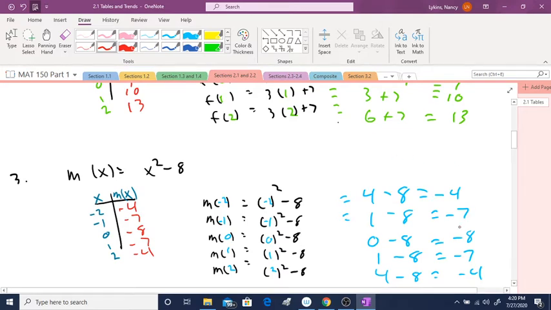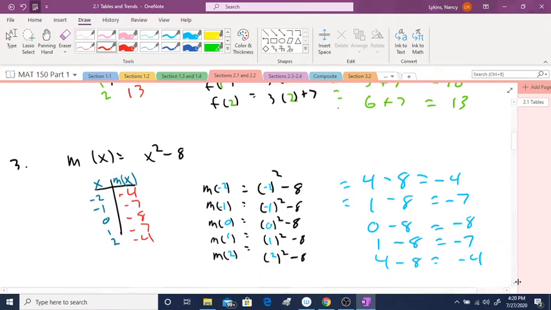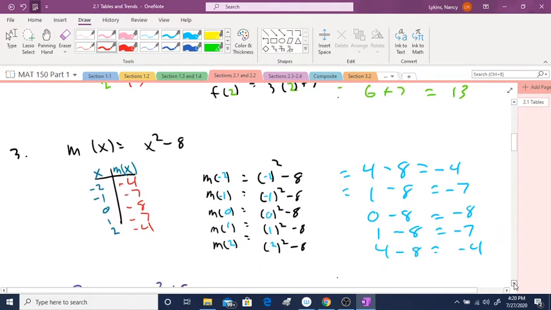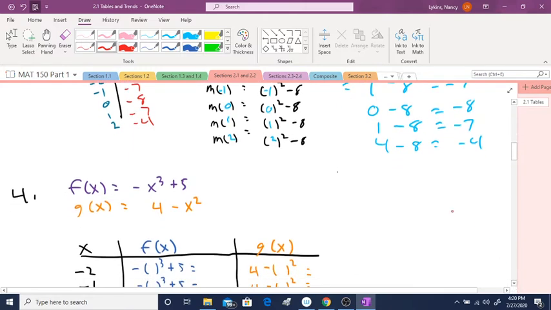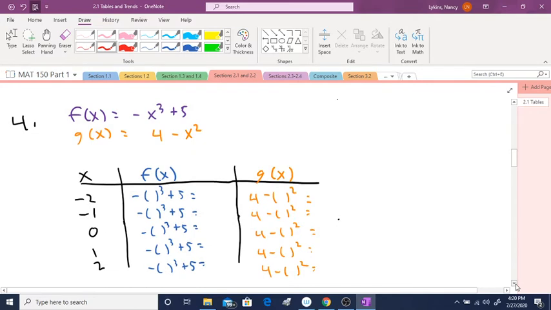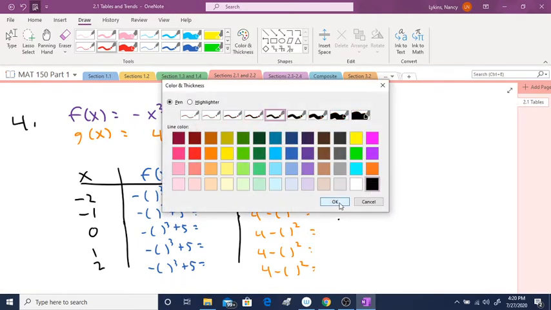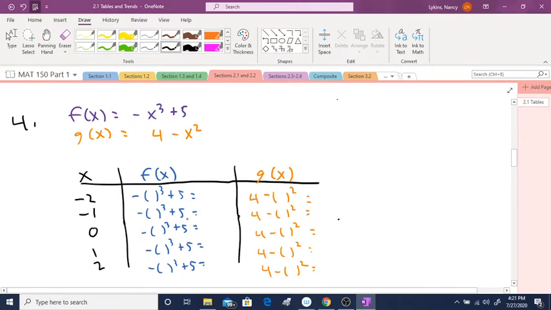Okay? Now, let me scroll down. What happens if I give you, in this case, two different equations with charts? Now, the f of x and the g of x. So I've given you two different functions, but you still plug in your values. As you're copying this, you can pause this, but what I'm doing right now is just filling in the blanks.